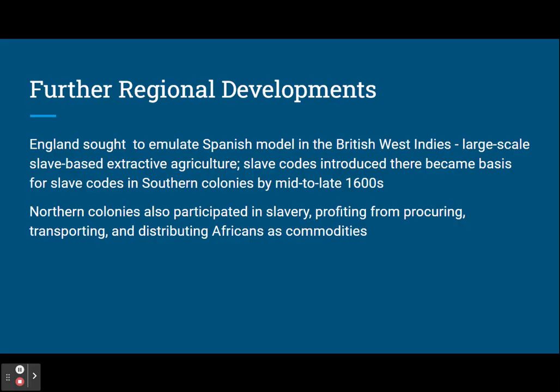the late 1600s. It is worthwhile noting that northern colonies also participated in slavery, though they did not have a great deal of slaves. They did profit from procuring slaves, transporting them, and distributing African people as commodities. So it was less a matter of moral conflict for many people in the northern colonies, but more a matter of simply their agriculture did not support plantation economies, so they did not own many slaves. But that did not mean they did not ever participate in slavery.